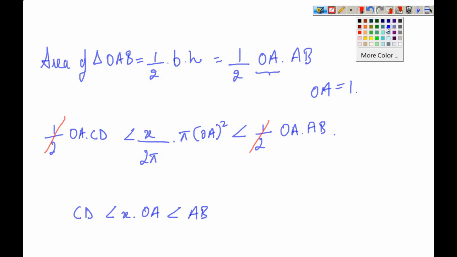So let's try to find the values of CD and AB. OA we know, OA is 1.